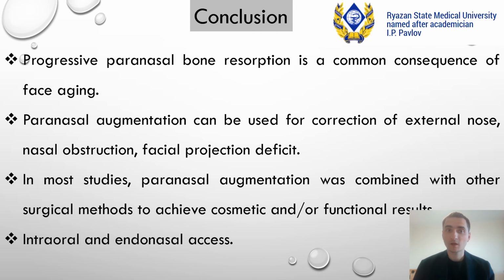Conclusions. Progressive paranasal bone resorption is a common consequence of face aging. Paranasal augmentation can be used for correction of the external nose, nasal obstruction, and facial projection deficit. In most studies, paranasal augmentation was combined with other surgical methods to achieve cosmetic and/or functional results. Surgeons can use intraoral and intranasal accesses. It depends on the size and the flexibility of the implants.